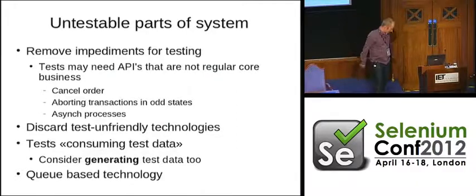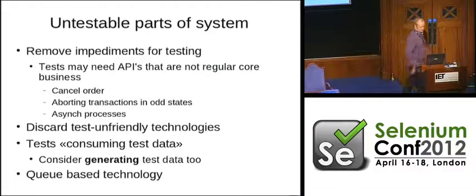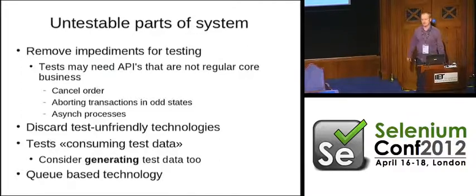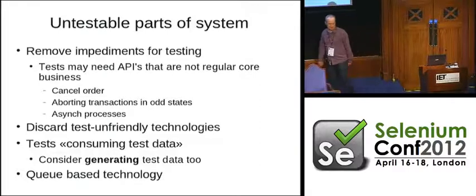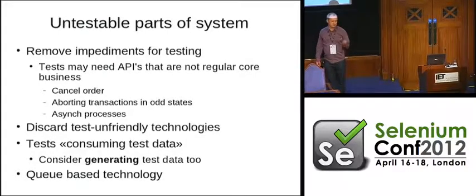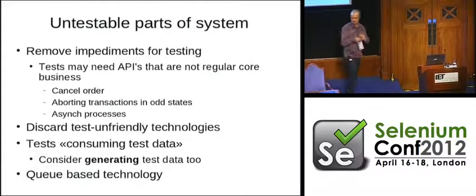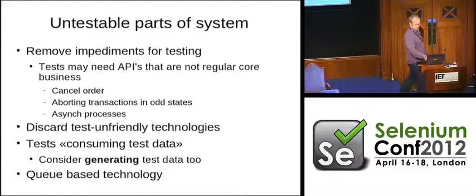You just have to make these things testable, but even better if you can, you just discard them. Find something that is testable. And sometimes, delete customer has this irritating ability to actually delete the customer. So maybe you need to generate the customer first before you can delete it. It's just making sure things are repeatable.